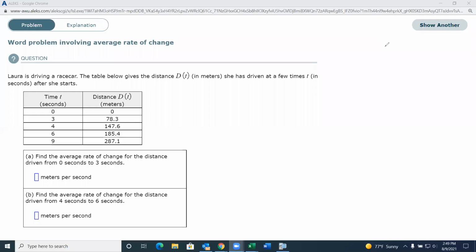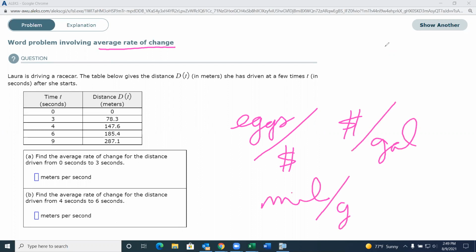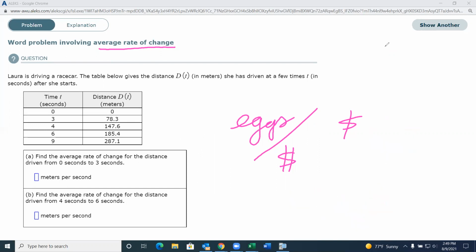Okay, on this one, we're looking for average rate of change. Now, a rate is always comparing two things, like how many eggs do I get per dollar? Per means divide, always does. Or how many dollars per gallon? Or how many miles per gallon? Each one of those is a rate because you're comparing two different things.